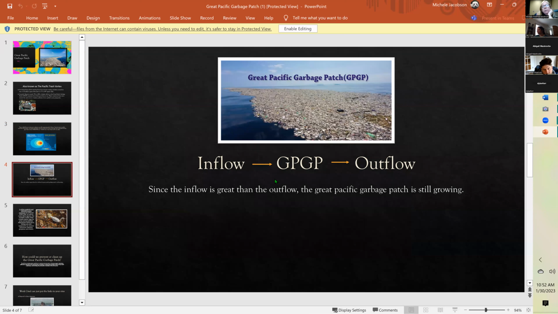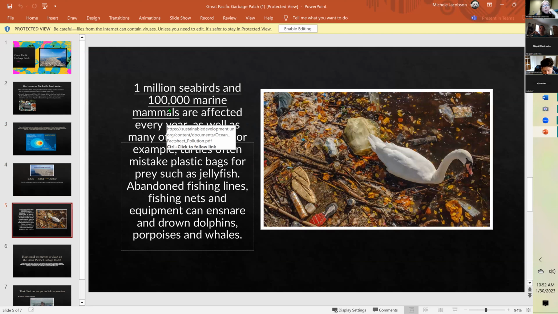I did an inflow. I probably should have put garbage coming in, it's all landing there, and out. I didn't put the percentage, but the inflow is greater than the outflow, and that's why it keeps growing. 1 million seabirds and 100,000 marine mammals are affected every year, as well as many other species.